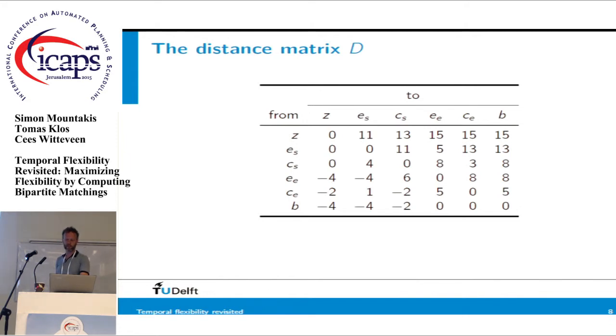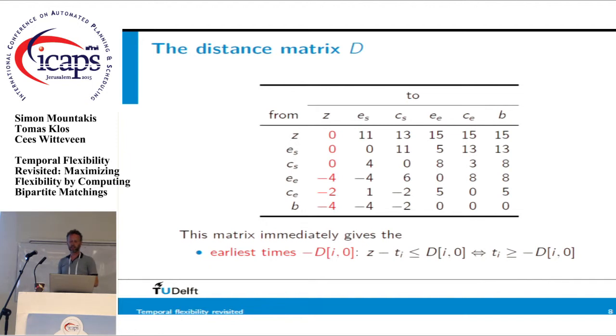And one thing that this distance matrix immediately gives us is the earliest times you can assign to the variables, which is the negative of the values in the first column. Because if, let's say, the -4 in the fourth row says that Z can happen at most 4 time units after the ending of the eggs, you can rewrite that as saying E has to happen at least 4 time units after Z. Because ending means you've cooked the eggs and they're ready, it means you have to have started cooking the eggs at time point Z, 0.